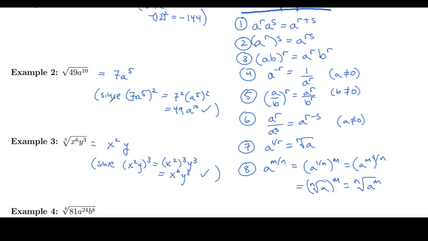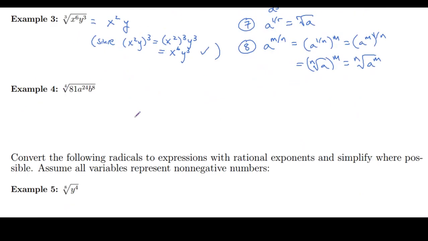So continuing on with our simplifications. Now let's take the fourth root of 81, a to the 24th, b to the 8th. So now we have to think of something whose fourth power would give us what's under this fourth root. Could you think of something that we raise to the fourth power and get 81? Well, you could probably think of something squared gives you 81, which would be 9, right? 9 squared gives you 81. But 3 squared gives us 9. So that, to me, seems like 3 to the 4th should probably be the correct thing.